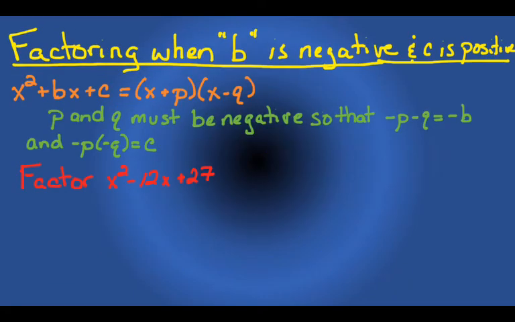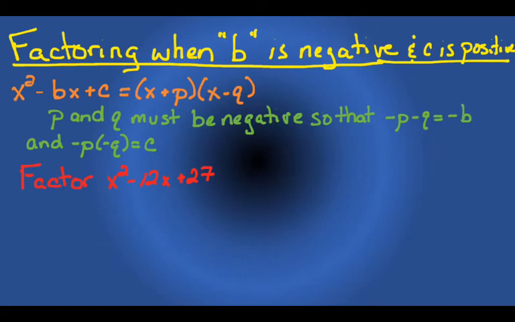Now let's look at what happens when you're factoring and b is a negative number and c is positive. An interesting thing happens when b is negative and c is positive.